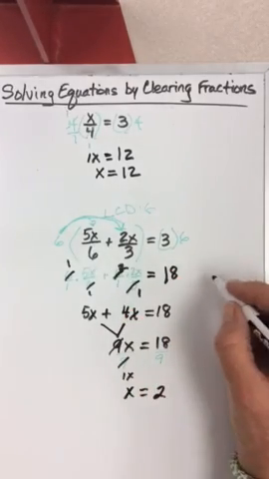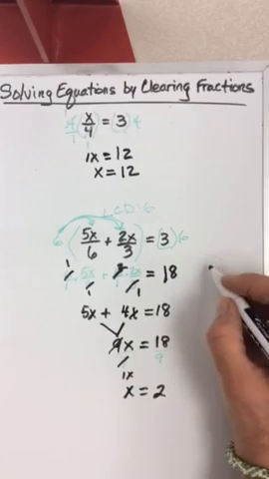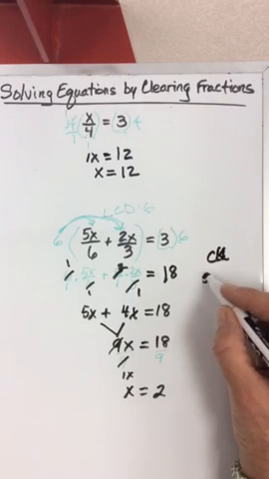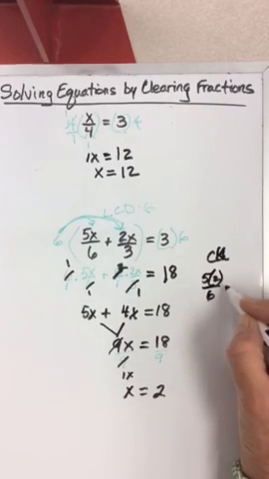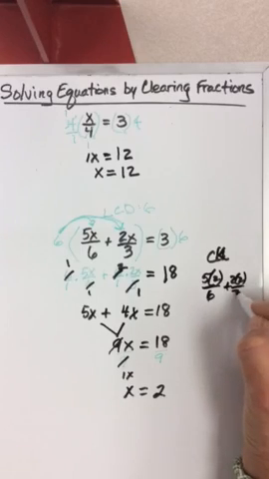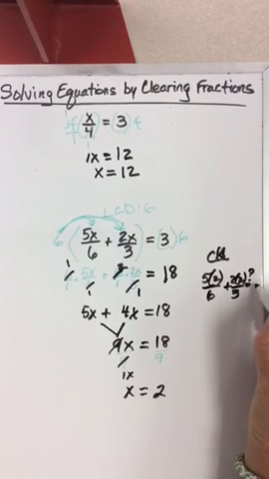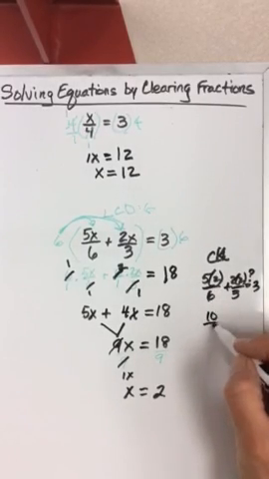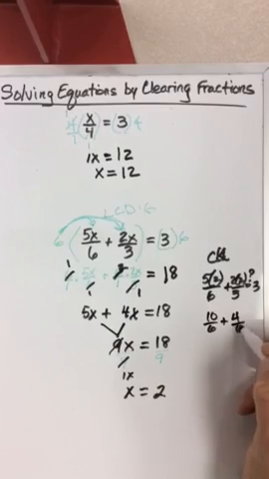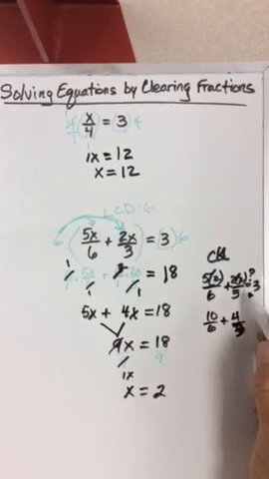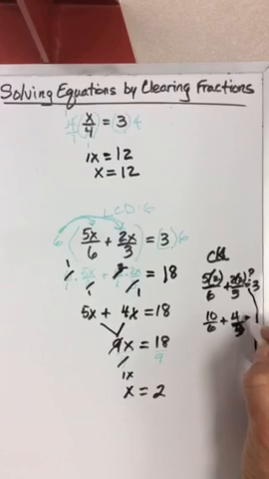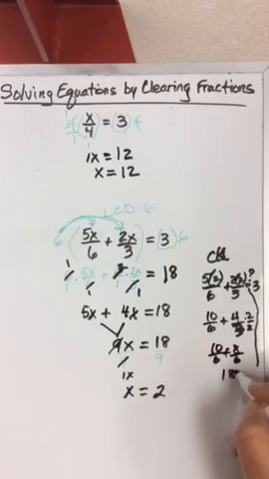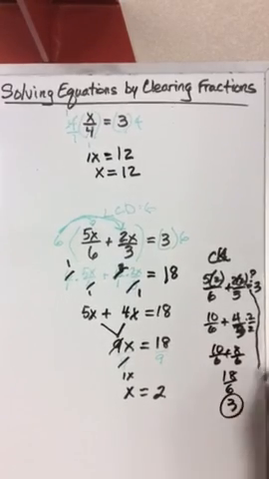And I could go back and check it. I'm just going to put CK for check. I'm going to say 5 times 2 divided by 6 plus 2 times 2 divided by 3. Is that equal to 3? So that's going to be 10/6 plus 4/3. So the 4/3, I'm going to multiply by 2 over 2. So now I've got 10/6 plus 8/6, which is 18/6. 18 divided by 6 is 3. Check.